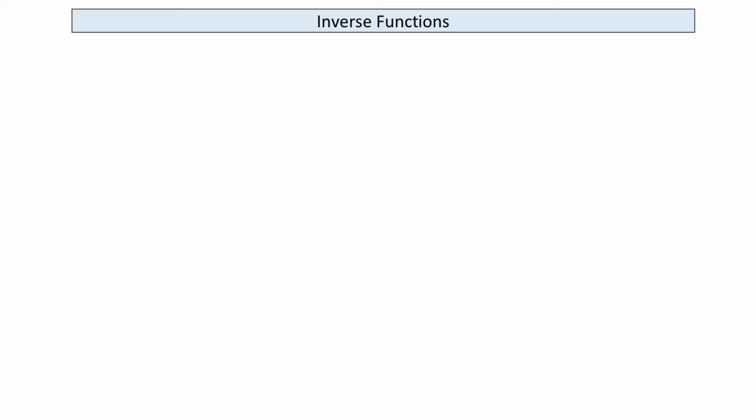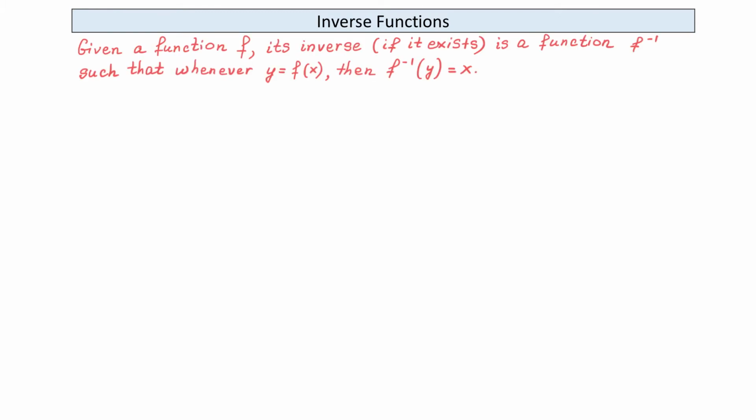Now, let's talk about the inverse functions. The definition tells us that if given a function f, its inverse, if it exists, is a function f inverse such that whenever y equals f of x, then f inverse of y equals x. To understand what inverse functions are, let's take an example of a function and find its inverse.